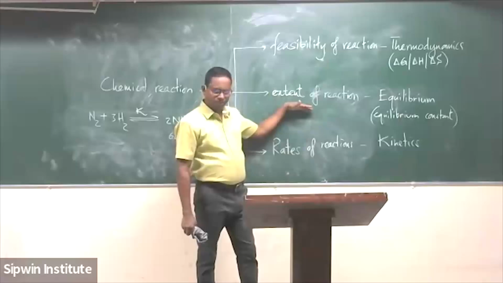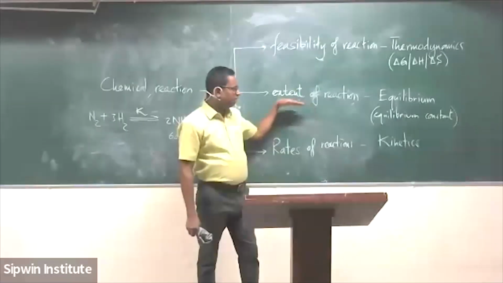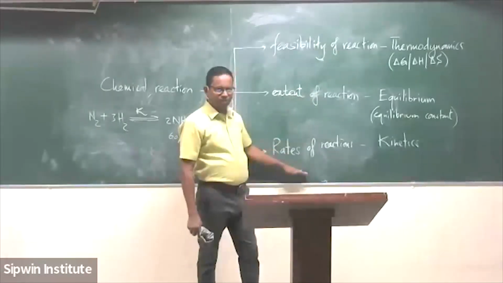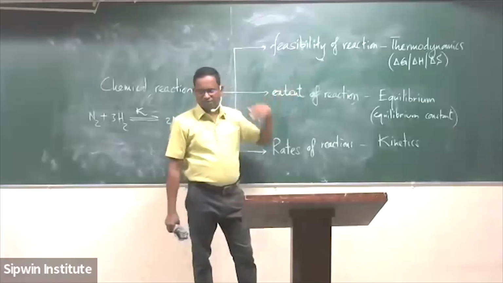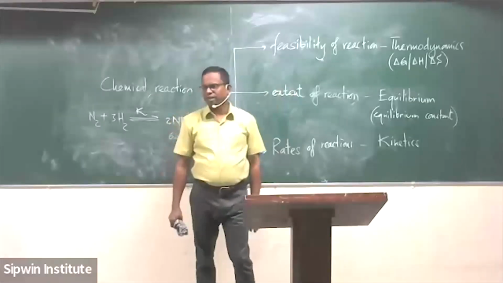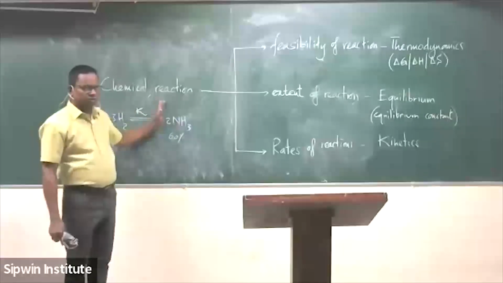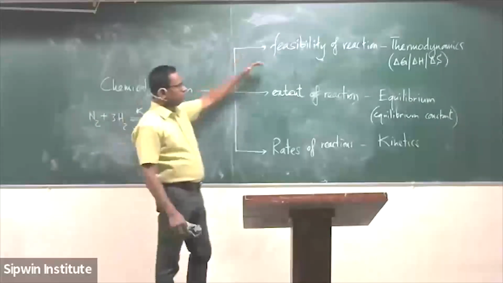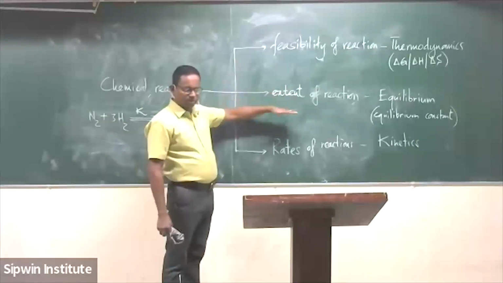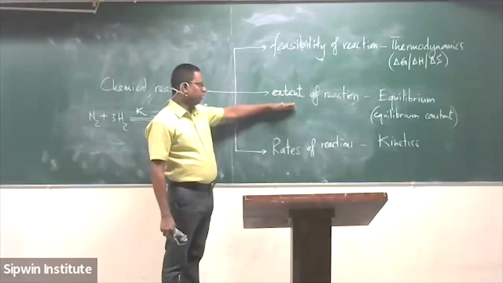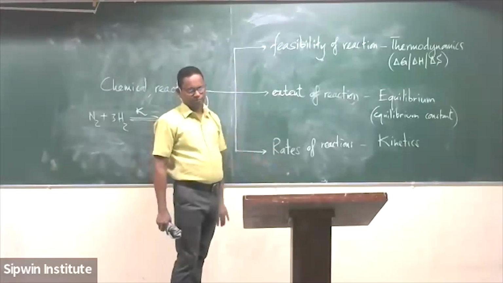Extent of reaction here. With the extent of reaction, you cannot predict the rates, you cannot predict the feasibility. Like that, under 3 categories we can study the reaction. So earlier we completed this part. In the next lesson, you will complete this part. Today we will start this part.